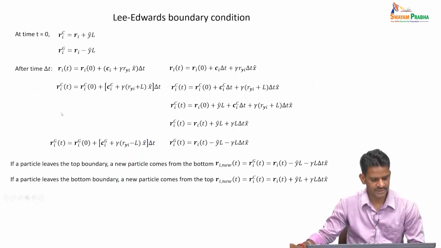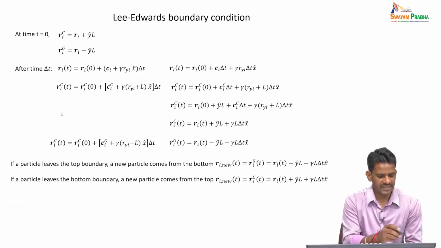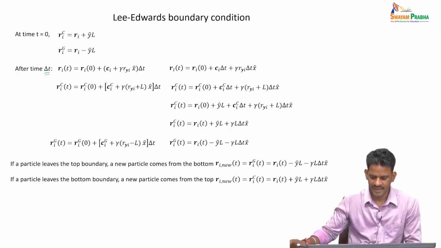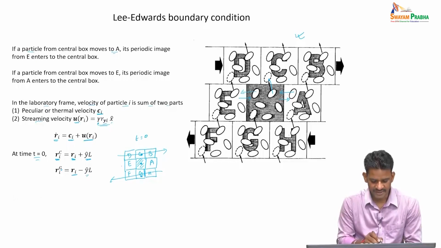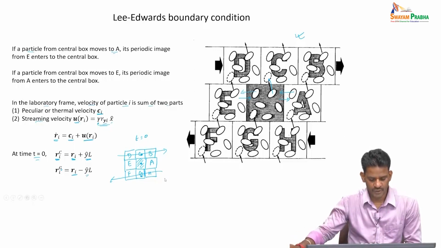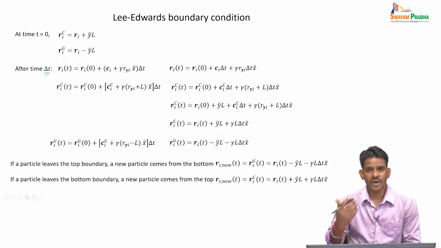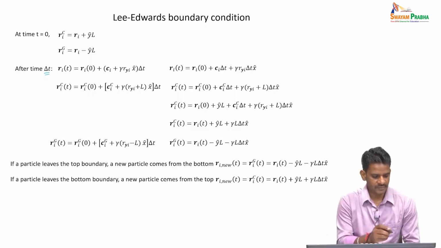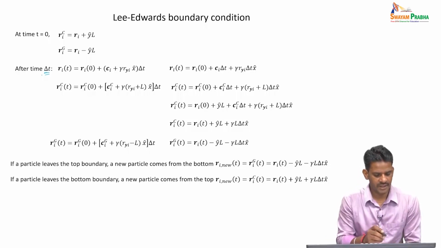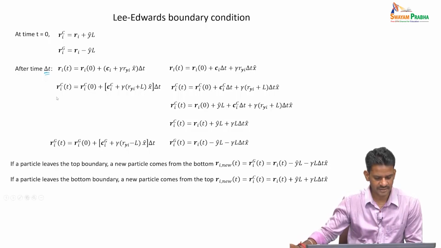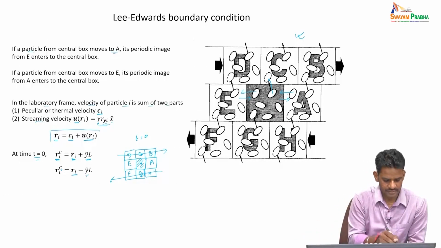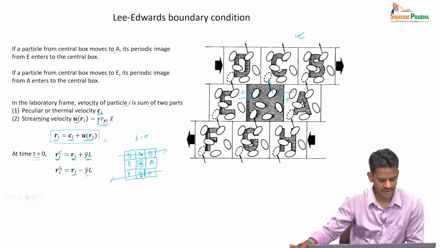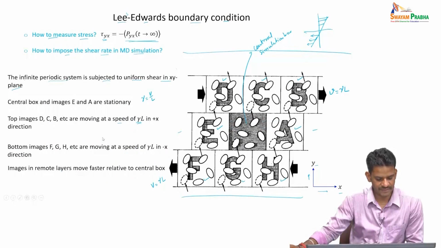So, now what we want to do is look at what happens after time delta t. These boxes are now moving. The central box remains constant, it is not moving. The A, the central box and E, they are not moving, but the top layer and the bottom layer are moving. So, we are going to write an expression to see how the particle positions and velocities change as time goes on. So, at time delta t, we basically integrate this equation where the velocity was written in terms of peculiar velocity and the streaming velocity.